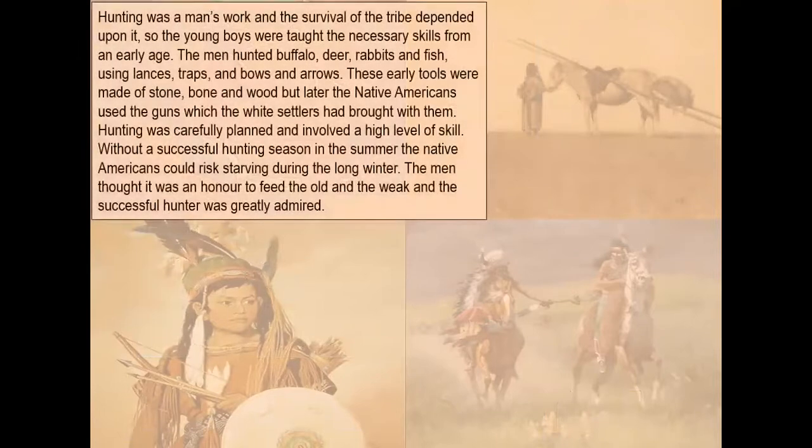So, hunting was a man's work. Well, it was the work of the braves, and the survival of the tribe depended upon it. So the young boys, young braves, were taught the necessary skills from an early age. The braves hunted buffalo, deer, rabbits, and fish using lances, traps, and bows and arrows. These early tools were made of stone, bone, and wood, but later the Native Americans used the guns which the white settlers had brought with them.